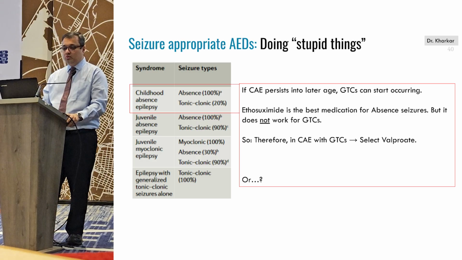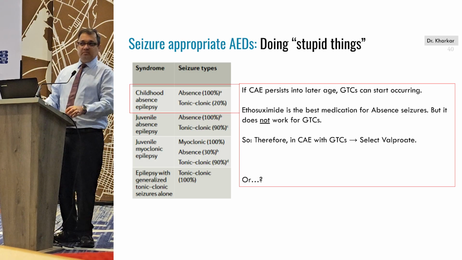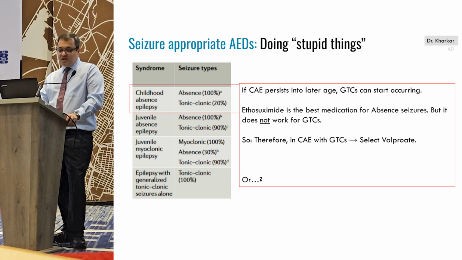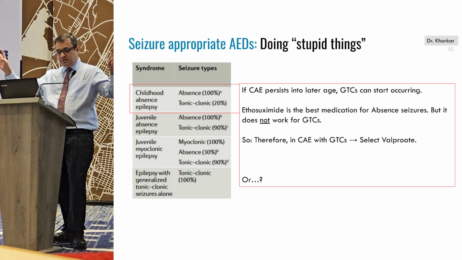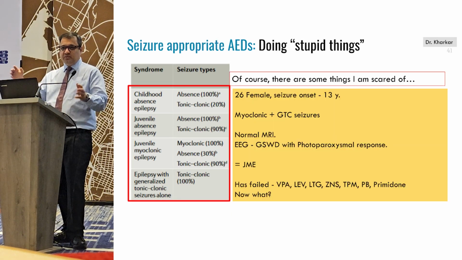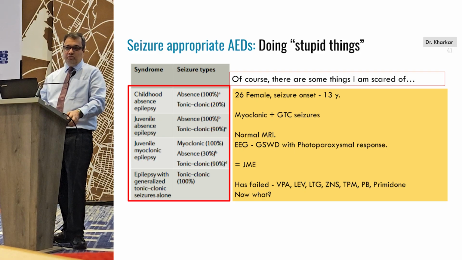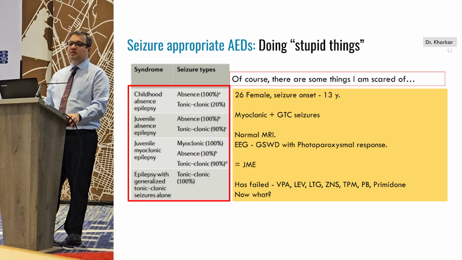But is that so now? There are some things I am scared of, but let's talk about that. A 26-year-old, seizure onset at the age of 13 years. He had myoclonic seizures and generalized tonic-clonic seizures. Normal MRI, EEG showed generalized spike-wave discharges, photoconvulsive response. So you do photic stimulation, you get those epileptic discharges. What would you diagnose this patient as?